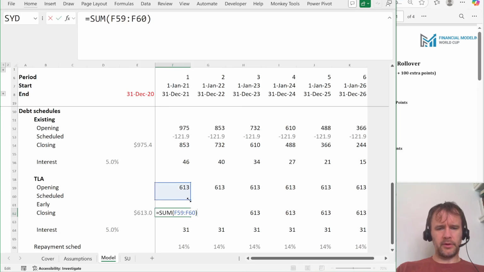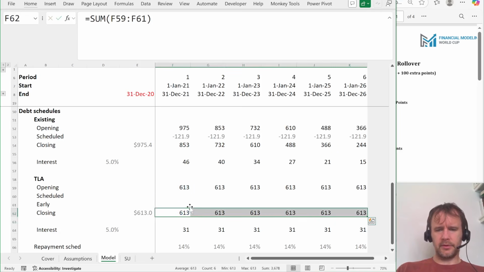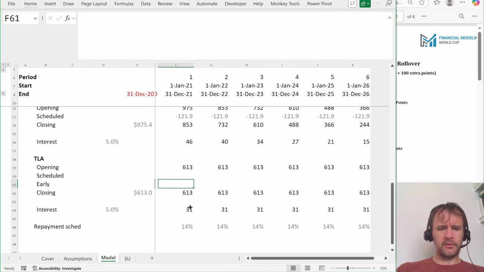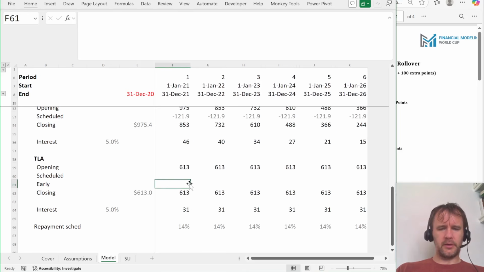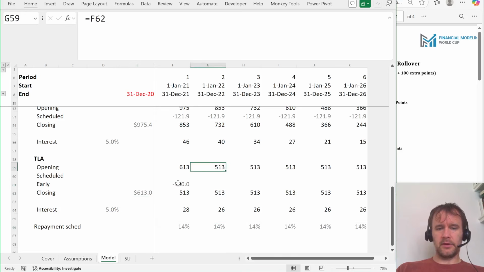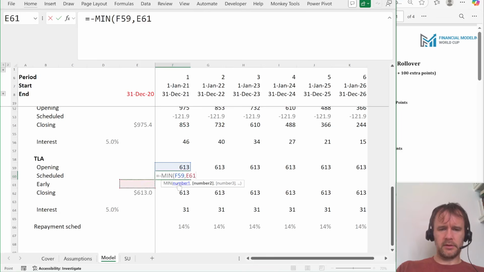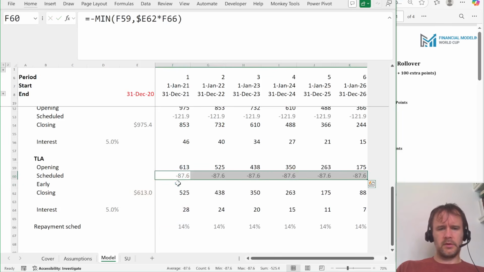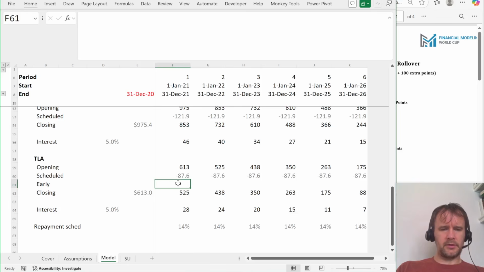And I do remember wondering, I think this was not totally clear in the instructions, but I've confirmed it since, that if we make an early repayment of, say, minus 100 here, that we would still pay 14% of the original balance, not adjusted for that. So this is going to be equals minus the min of this and this times this. Happy days, and then early payments we'll come back to later. Okay, so that's TLA.